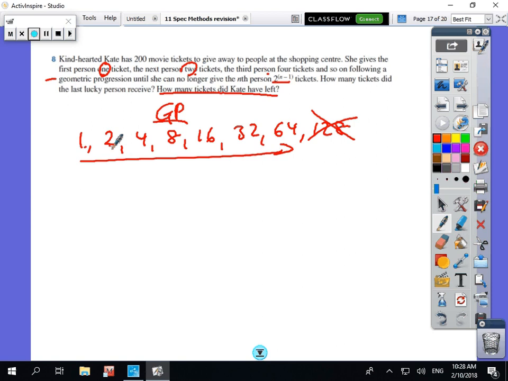So I've got 3, 7, 15, 31, 63, 127. So how many tickets did the last person receive? 127 tickets. And how many does Kate have left over? She has 73 tickets left over. That's probably the easiest way to do it. Okay, come across when you're ready.